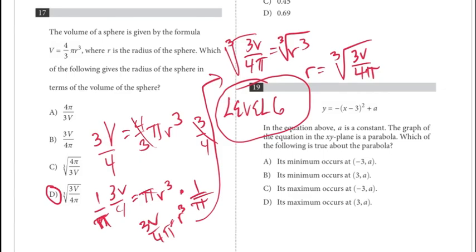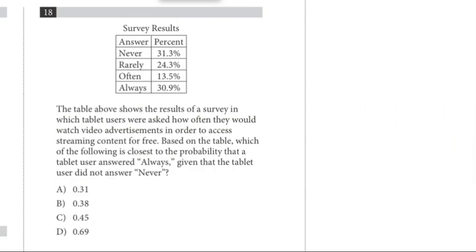Let's go to number 18. Number 18. The table above shows the results of a survey in which tablet users were asked how often they would watch video advertisements in order to access streaming content for free. Based on the table, which of the following is closest to the probability that a tablet user answered always, given that the tablet user did not answer never?